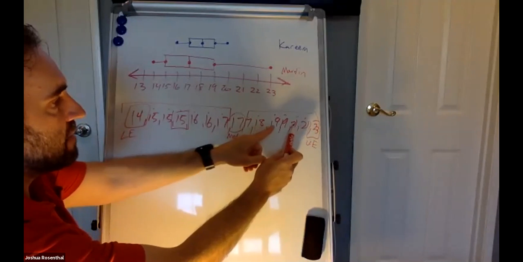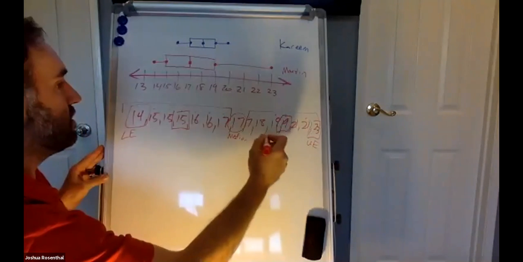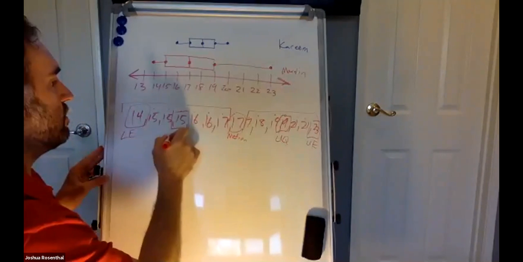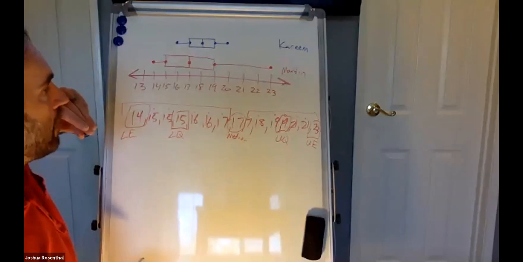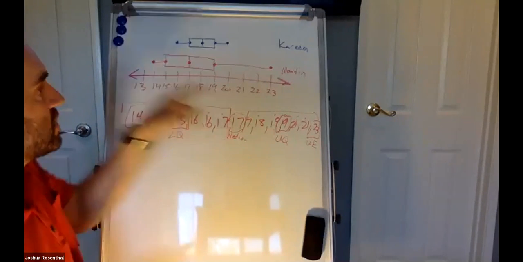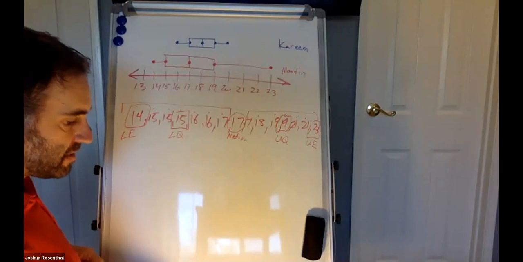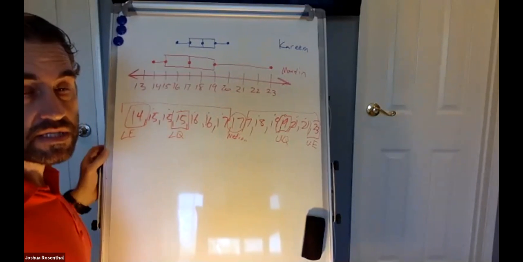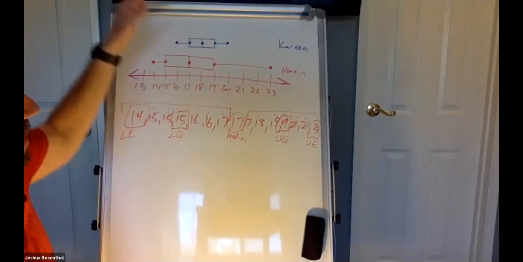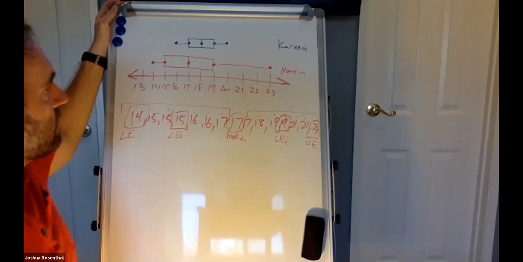Lower quartile. I thought you were using left, right, left, right. 19 is the upper quartile. Oh, okay, now I get it. That matches my box and whisker. These numbers are these dots. And Kareem is the same, cool. And Kareem is symmetrical. That median's right in the middle. Okay.